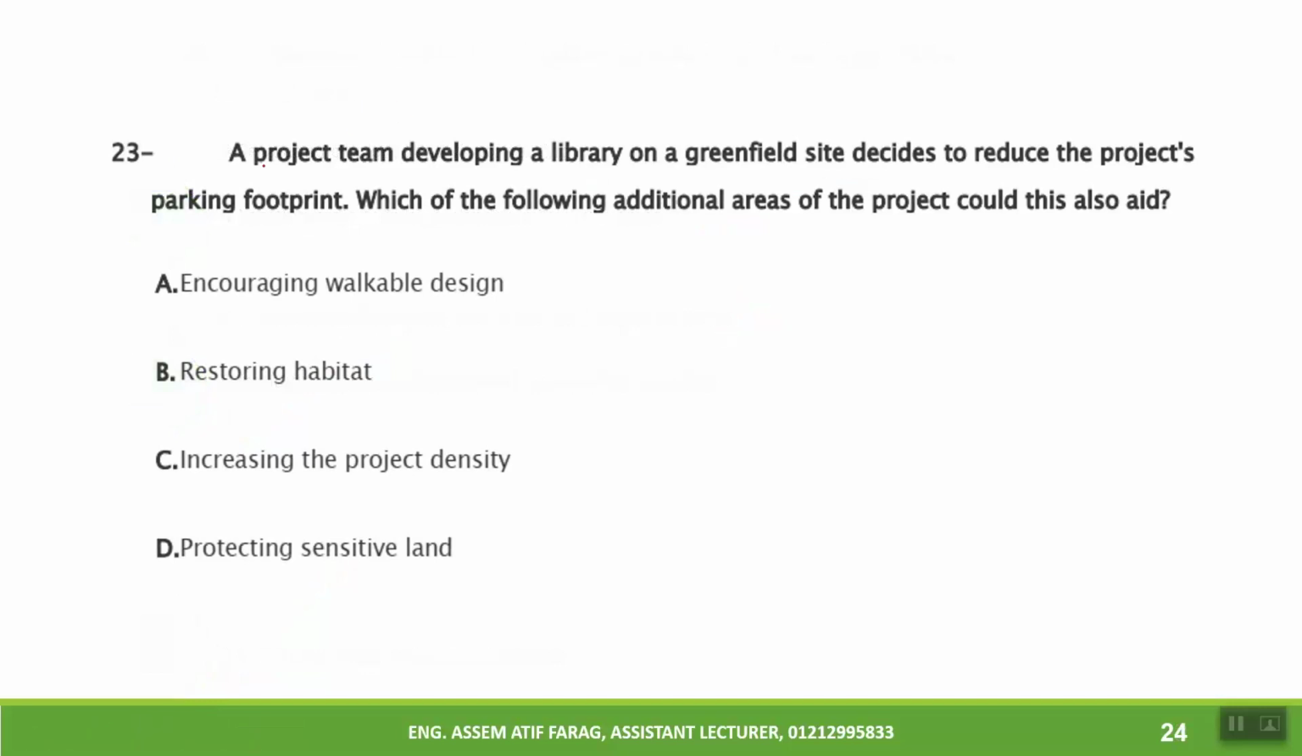For our last question today, a project team is developing a library on a greenfield site, so it's a greenfield or prime farmland, and decides to reduce the project's parking footprint. Which of the following additional areas of the project could this also aid? For option number A, encouraging walkable design. The size of a parking lot does not equate to increasing walkability, so this option is wrong. For option number B, restoring habitat. This protects habitat but does not restore it, so this option is also wrong. For option number C, increasing the project density. Reducing the parking does not increase the project density, so this option is wrong.